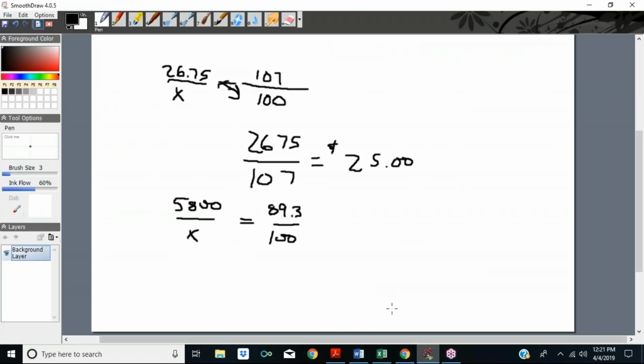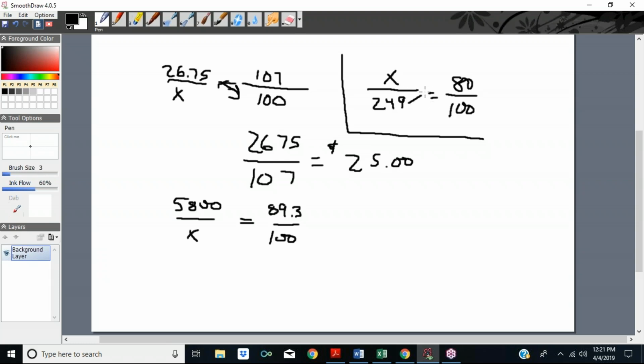So as a proportion, we would do that one like this. We'd say 249 is the 100%. We want to know what the 80% is. And so multiply these two diagonally and divide by 100.